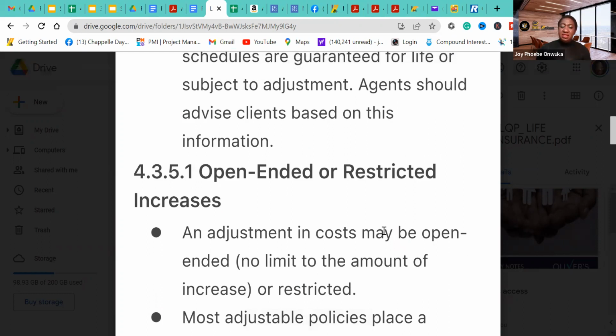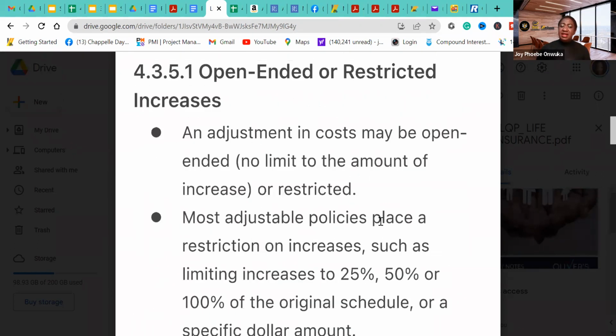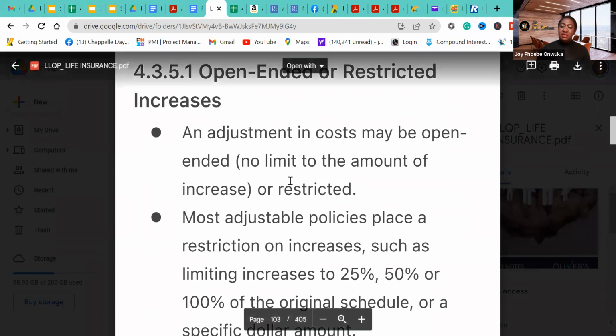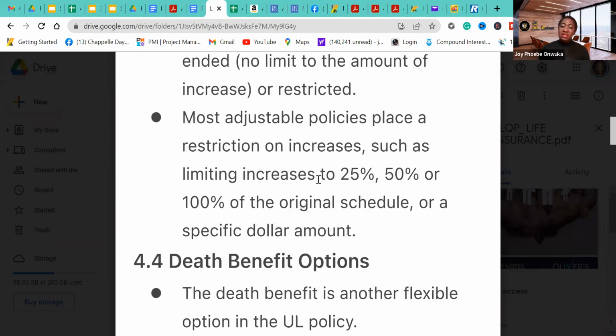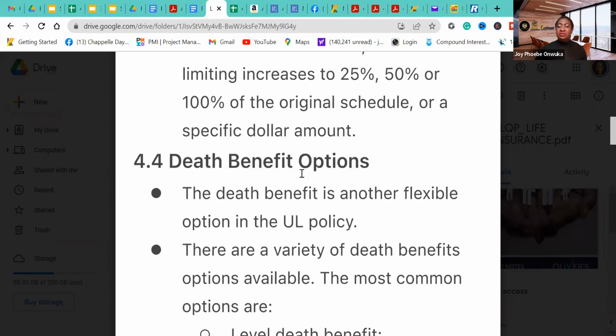Open-ended or restricted increases. An adjustment in cost may be open-ended, with no limit to the amount of increase, or restricted. Most adjustable policies place restrictions on increases, such as limiting increases to 25%, 50%, or 100% of the original schedule, or a specific dollar amount.